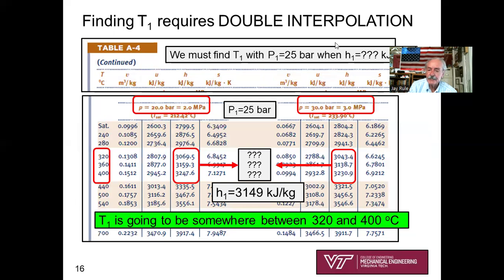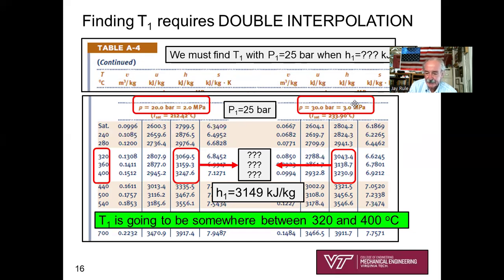Okay, so I'm looking for T1. I will go to my superheated vapor tables in the back of the book. Looks like table A4. I've got a pressure of 25 bars, and uh-oh. In my book, I've got pressures at 20 bar and 30 bar, but I don't have anything tabulated for H at 25 bars. That means I'm going to have to do a double interpolation.